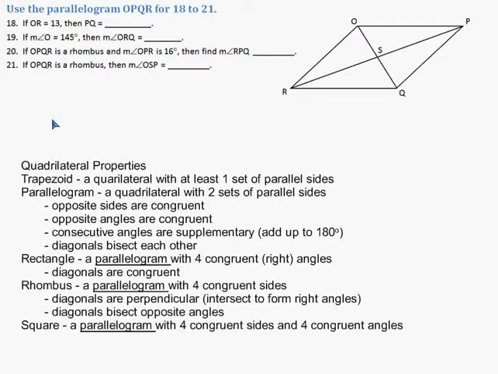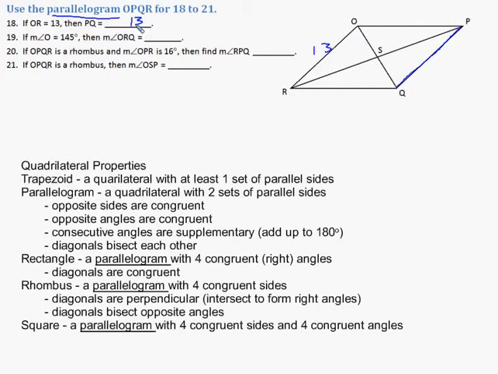So up here, number 18, it says if OR is 13, then PQ is blank. So OR, if that's 13, what is PQ? Well, we want to find, that's this length over here. Well, since it tells us this is a parallelogram, we know opposite sides are congruent, so that's nice and simple. That also has to be 13.